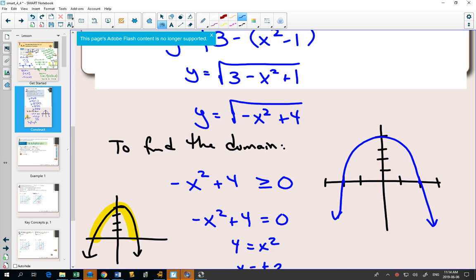Do you agree that that's negative x squared plus 4? Transformations unit, the negative would flip it down. The plus 4 shifts it up 4 units. Transformations now seem like a pretty easy unit. We've done it enough times during the year.